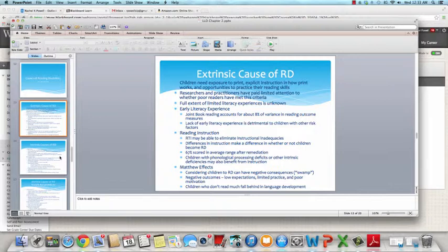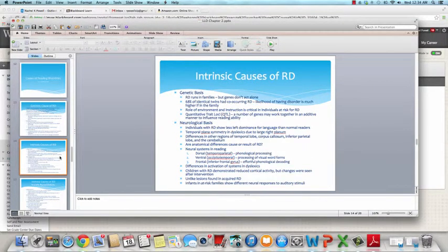So all of these factors can contribute to the child essentially becoming reading disabled because they did not have expectations that were high enough for them. They didn't have enough practice in reading. And of course, just being labeled with that gave them poor motivation. And then finally, it talks about children who don't read much falling behind in language development, because the language grows more complex as the reading becomes more complex and deeper vocabulary knowledge is there.